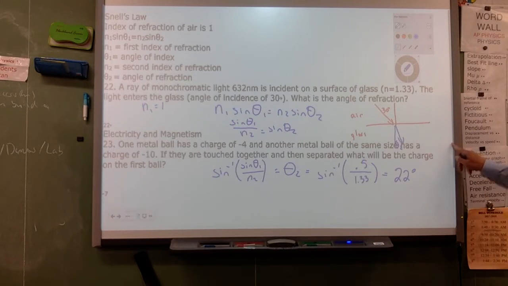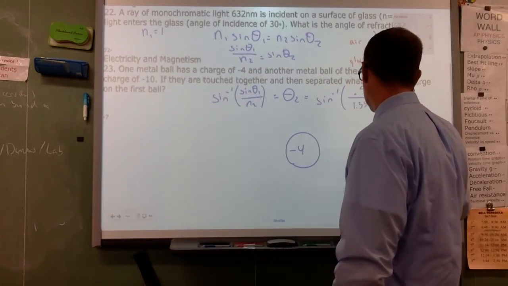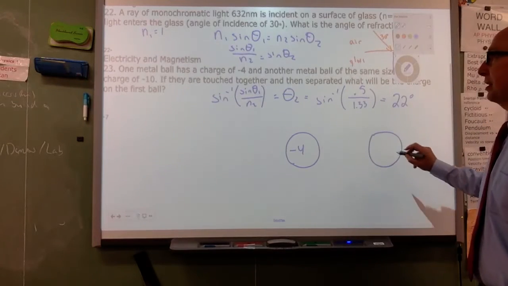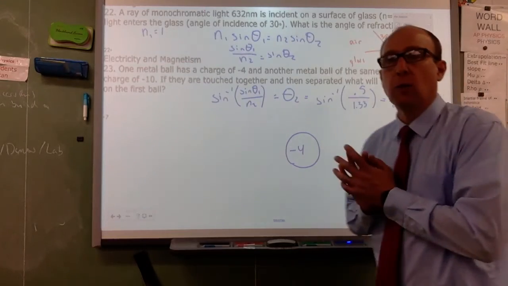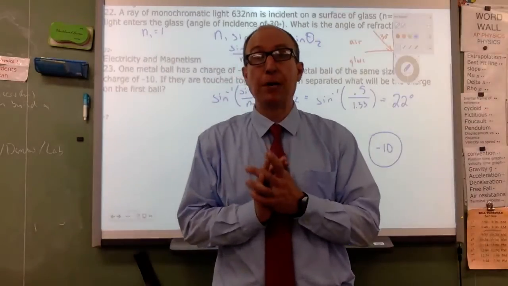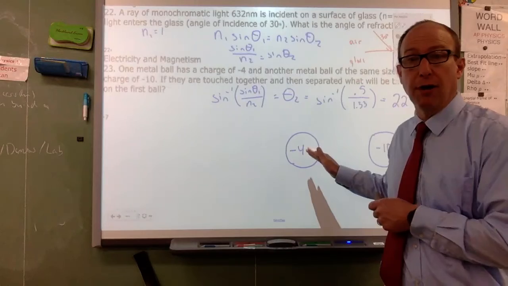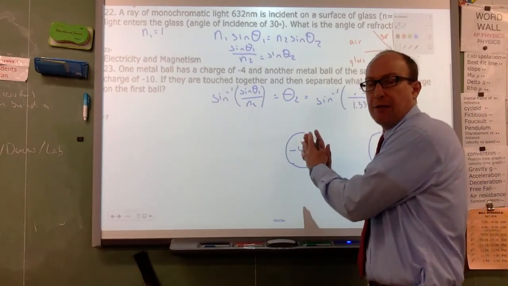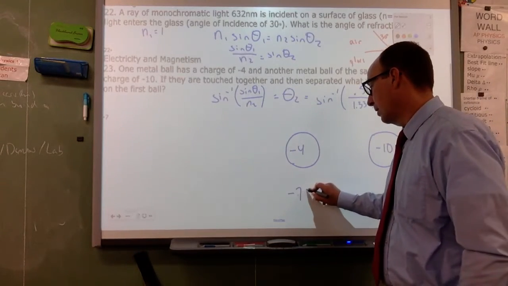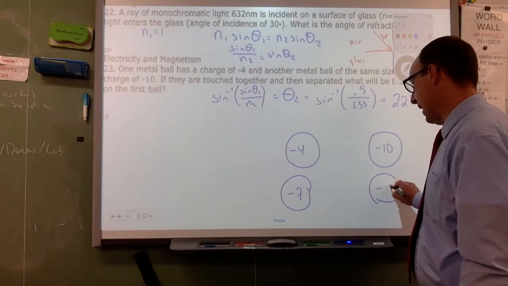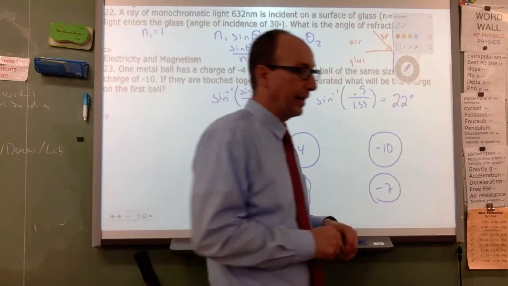All right, on to electricity and magnetism. One metal ball has a charge of -4. Another metal ball has a charge of -10. They're going to be touched together. What's going to happen is that they're going to reach the same potential. So if we have a total of -14 charges, when they're brought together, then separated apart, they should each end up with the same amount if they're the same size. So they're each going to end up with -7.